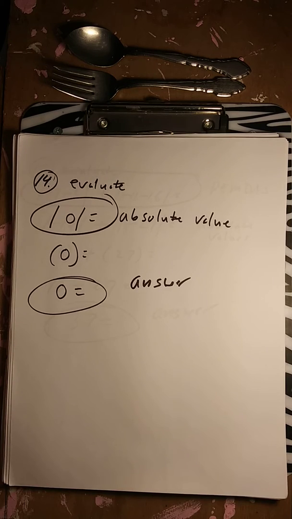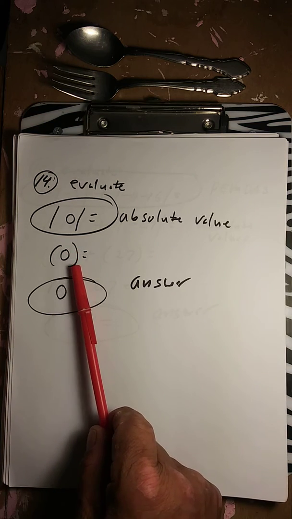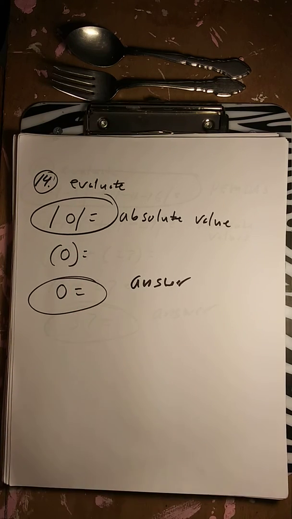Evaluate the absolute value of 0. Absolute value of 0 is just 0. Take the parentheses off, it's just 0.